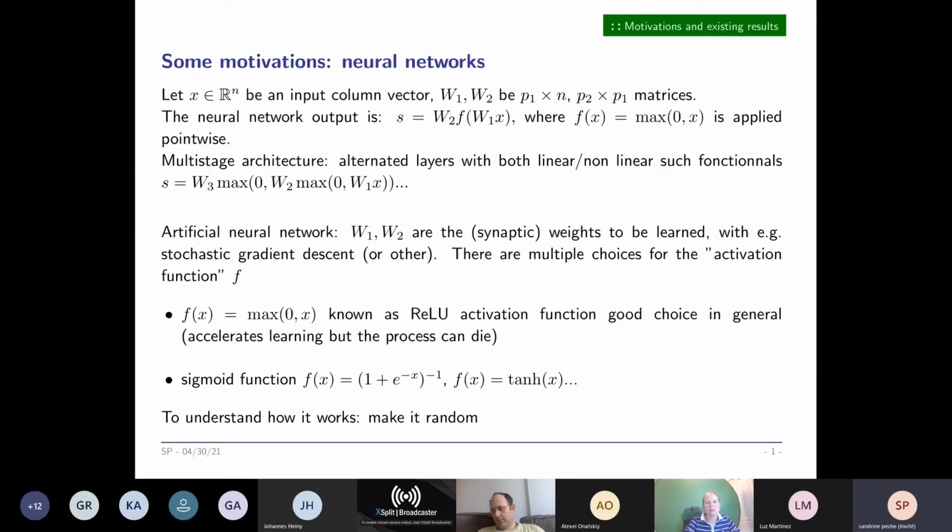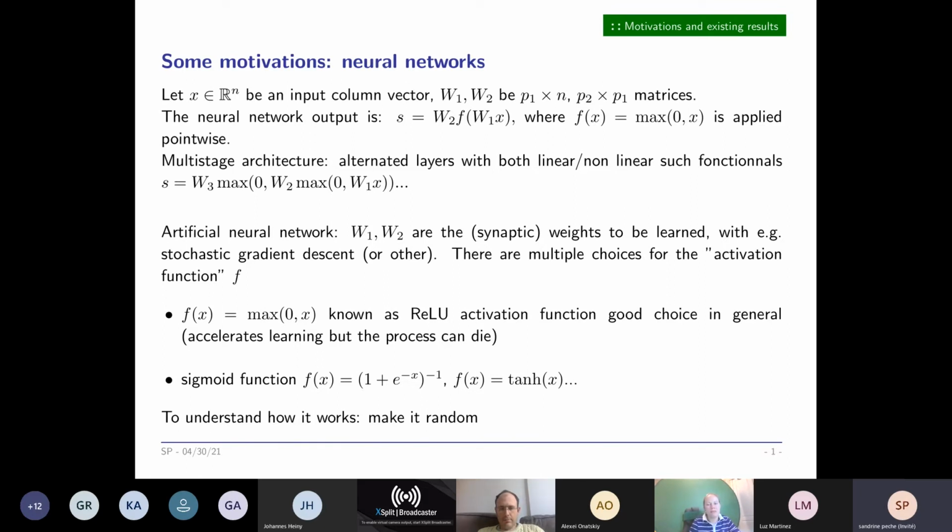Let us consider a single layer, for instance, and the important thing is that a nonlinear function f, which is the ReLU function here, the max of 0 and x, is applied component-wise to a matrix W times x. W is a p times n matrix. And when there are multiple layers, this is simply a multi-stage architecture of alternating linear and nonlinear layers. So this is a rather complicated object.